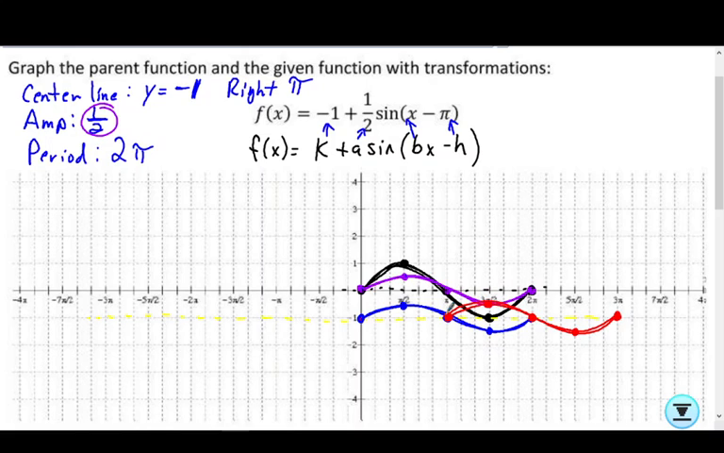Okay, and like I said, if you double check, for instance, let's check 3 pi. So if I say, what is f of 3 pi, and we plug that in, we get -1 plus 1/2 sine of 3 pi minus pi. So if you have 3 pi minus pi, that means sine at 2 pi. Sine at 2 pi is 0. So 0 times 1/2 is 0, and then 0 plus -1 is -1. So are we at 3 pi, -1? Yes. So most likely we've done our transformations correctly.